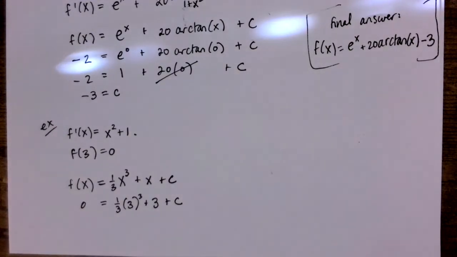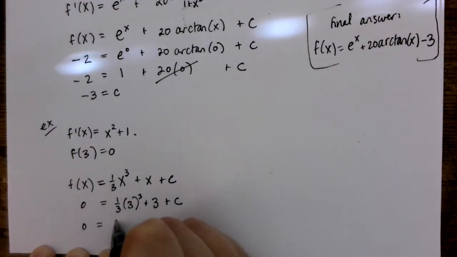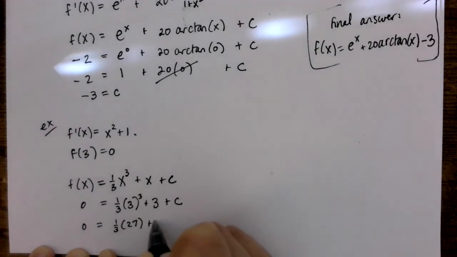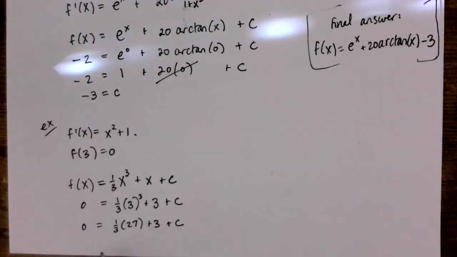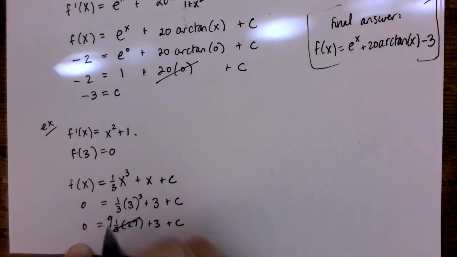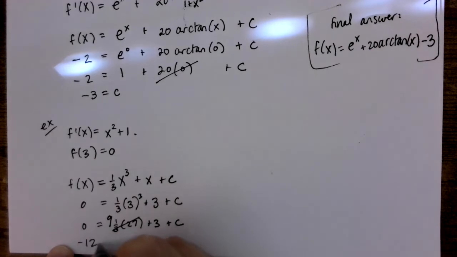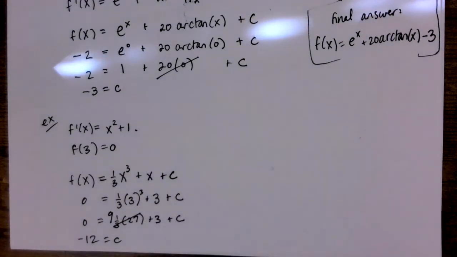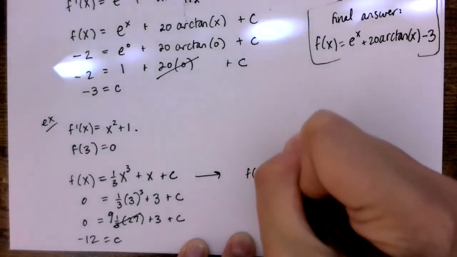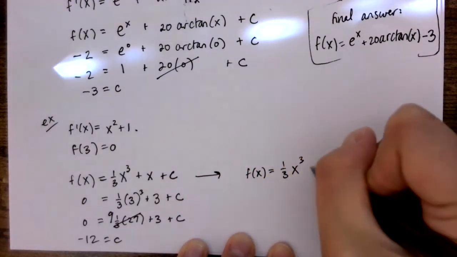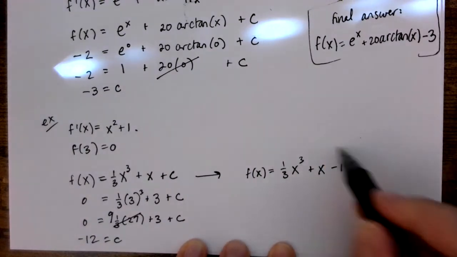Three cubed is 3 times 3 times 3, so 9 times 3 is 27. 27 / 3 is 9. 9 plus 3 is 12, so c is -12. All right, so our last step here is to come back to this antiderivative formula and just put -12 in the c position. So my final answer is 1/3 x cubed plus x minus 12.